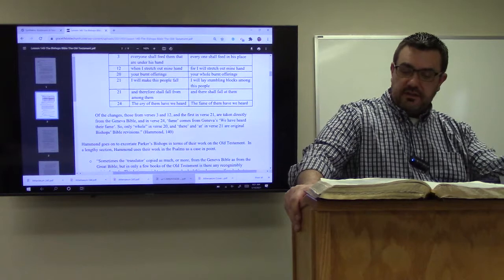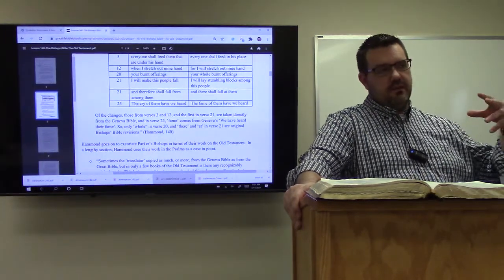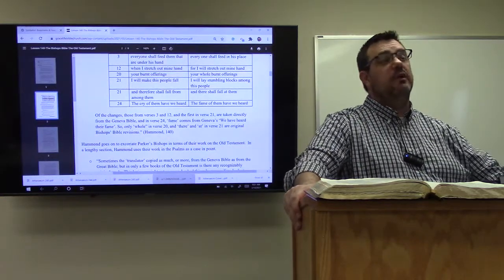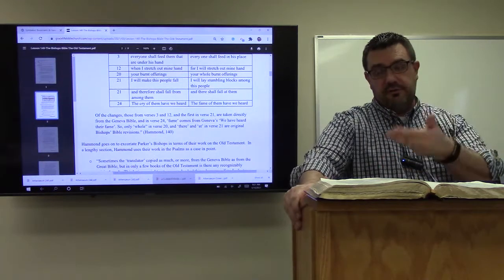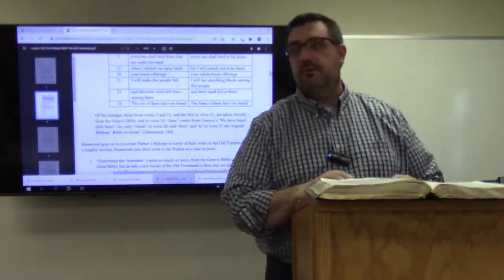Hammond goes on to excoriate Parker's bishops in terms of their work on the Old Testament. In a lengthy section, Hammond uses their work in the Psalms as a case in point. So he gives the Jeremiah text there as emblematic of their work in the prophetic section, and then he deals with the poetry section or the wisdom literature here in this part.